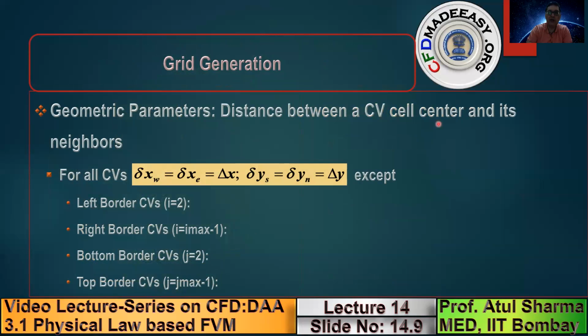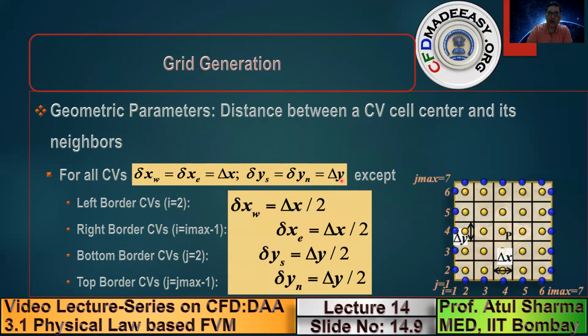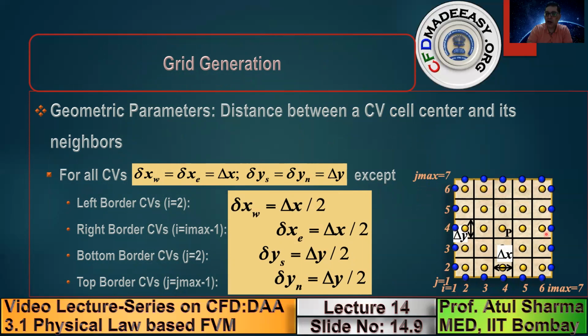This shows the distance between a control volume cell center and its neighbors, east, west, north, south. Delta x W and delta x E are equal to delta x for all the control volumes, except for some exceptions which I'll talk about later. And delta y S and delta y N are equal to delta y. For the left border control volumes, now let me explain. These are all border control volumes. What I'm telling is, if you take this point, its delta x W is this, delta x E is this, delta y N is this, delta y S is this. All these distances: this is delta x, this is delta x, this is delta y, and this is delta y, as shown here.